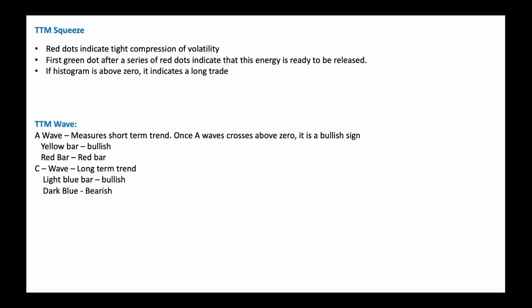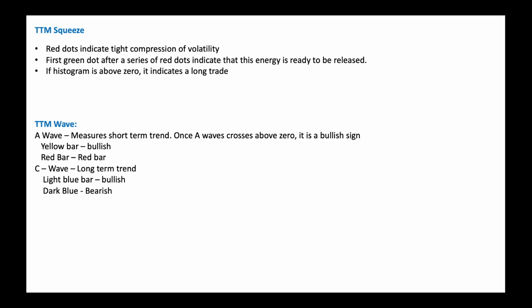As you look at the squeeze, you can also look at the waves. In Thinkorswim we've got the A wave, which is a little bit shorter term trend, and then the C wave, which is a little bit longer term trend. So when there is a squeeze, if the histogram is above zero, and the A wave as well as the C wave are above zero, then you have a bullish bias. So you can do things like buying a delta 70 call spread. You could even sell put options as an example.